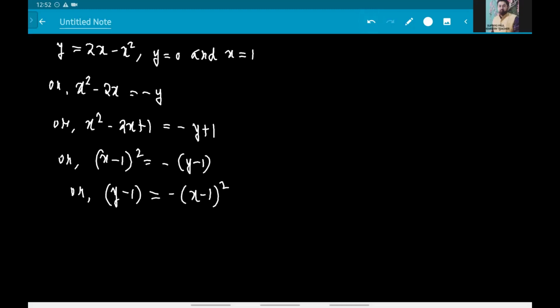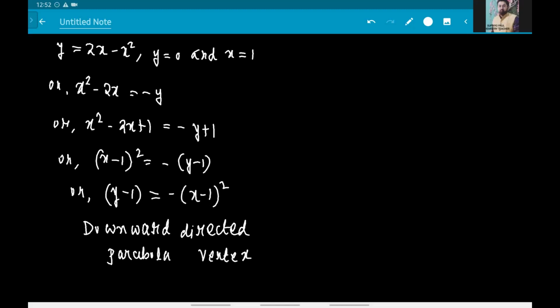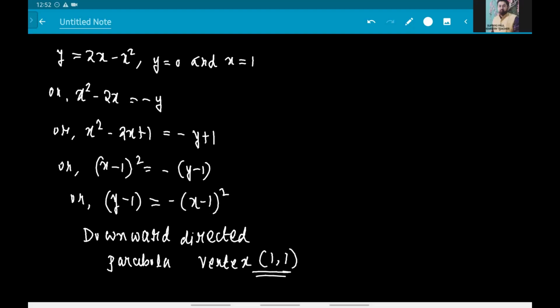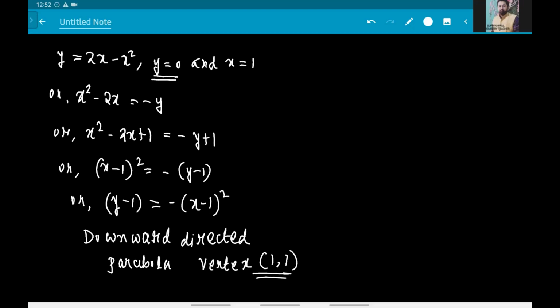Now, what is this? This is actually a downward directed parabola. Now you can understand the vertex is 1 comma 1. And the two others given are y equal to 0 and x equal to 1. So let us draw the graph of this. How does it look?